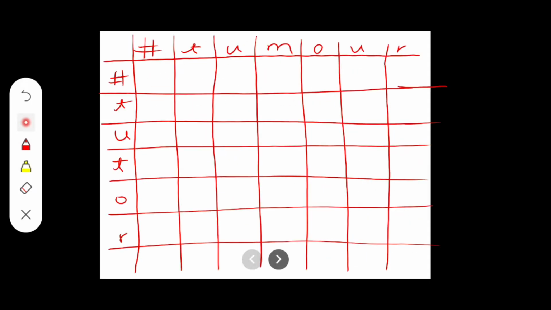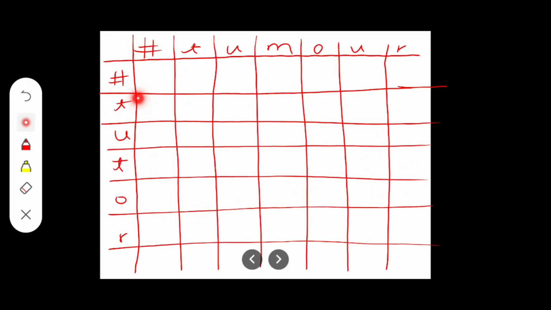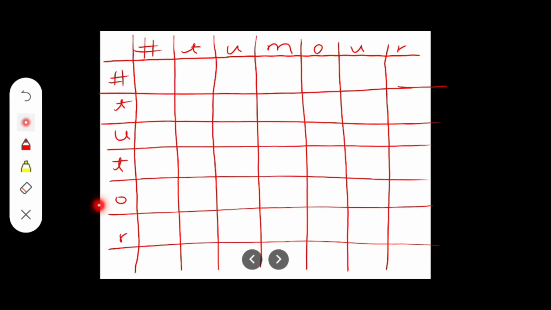So let's move on to the question now. We have to find the minimum edit distance between tutor and tumour, right? So we have to construct the table like this. I have already explained what the row represents. Row represents the source string and column represents the target string. Here what they are asking, we have to convert tutor, this is the source string, to tumour, this is the target string. The source string is represented in the row, so that is why I have represented it here. So tutor I have represented in row, and tumour, this is the target string, is represented in column.